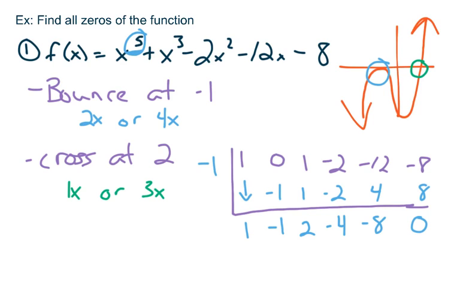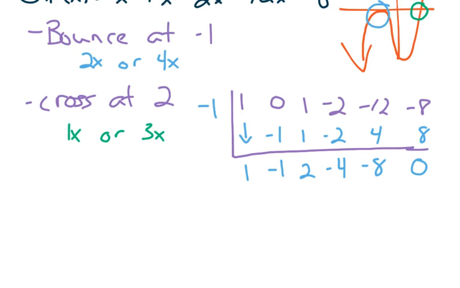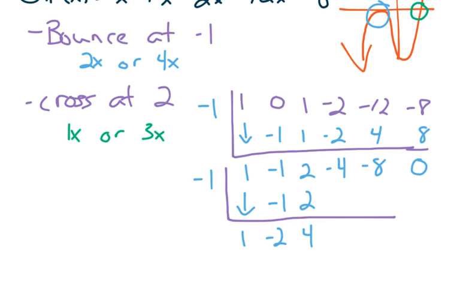We know that -1 is a solution one time. But since it bounces here, it's got to be an even number of times. So if it's going to work once, it should work a second time. So I'm going to keep dividing here. I'm going to put -1 out front again and divide one more time. So 1 comes down. 1 times -1 is -1. -1 plus -1 is -2. -2 times -1 is +2. 2 plus 2 is 4. 4 times -1 is -4. -4 plus -4 is -8. Times -1 is +8. -8 plus 8 is 0. So I got a 0 again.